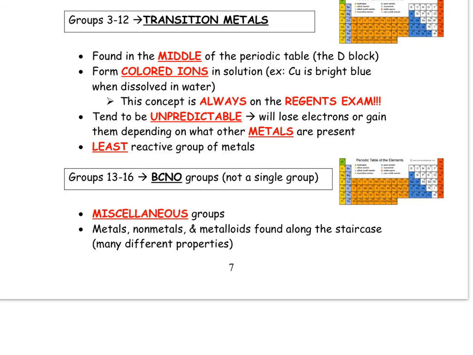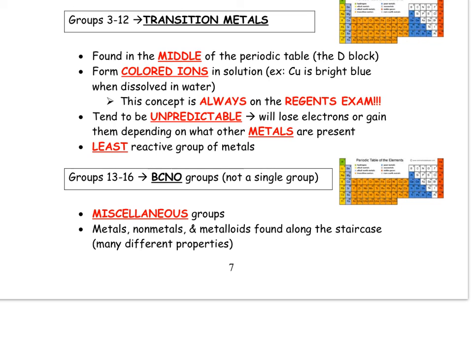Alright, group 3 through 12, the transition metals. These guys are kind of cool. They're in the middle of the periodic table, and what makes them so awesome is that if you dissolve them in water, you get this awesome color. It could be bright blue, it could be bright purple, it could be green, it could be pink, it could be red.